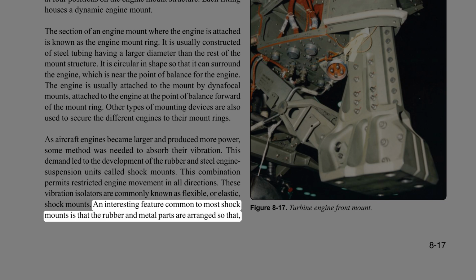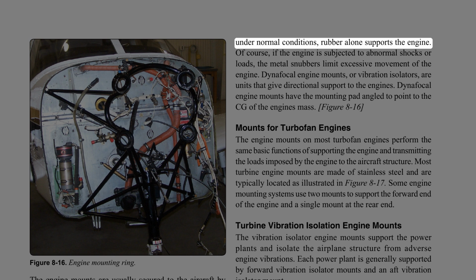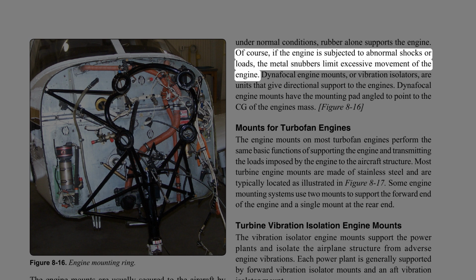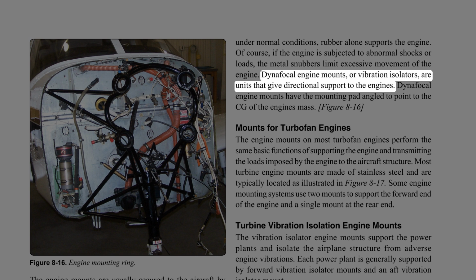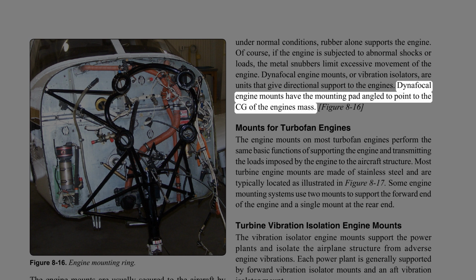An interesting feature common to most shock mounts is that the rubber and metal parts are arranged so that, under normal conditions, rubber alone supports the engine. Of course, if the engine is subjected to abnormal shocks or loads, the metal snubbers limit excessive movement of the engine. Dynafocal engine mounts, or vibration isolators, are units that give directional support to the engines. Dynafocal engine mounts have the mounting pad angled to point to the CG of the engine's mass.